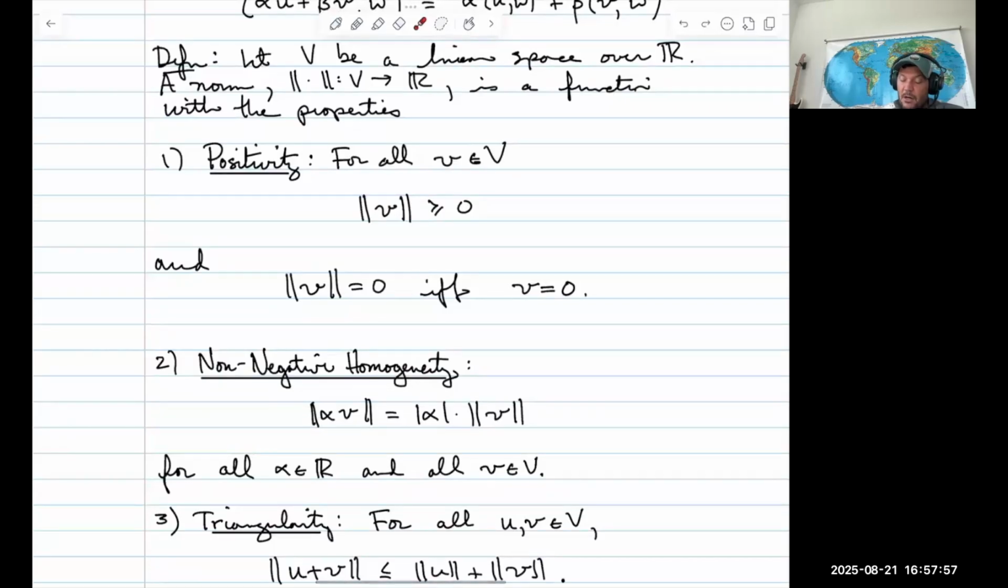Let V be a linear space over R, then a norm is another kind of function with the following properties. Now, a norm only takes a vector, not a pair of vectors. It takes one vector and maps it into the real numbers. Now, not all real numbers. It only maps these vectors into the non-negative real numbers, 0 and positive reals. That's because of the positivity property that's first, which says that for all v in V, the norm of v is greater than or equal to 0. So it's a non-negative real number, and it has this positivity property which says that the only way the norm can be equal to 0 is if the object was 0 to begin with. Okay, so that's the positivity property.